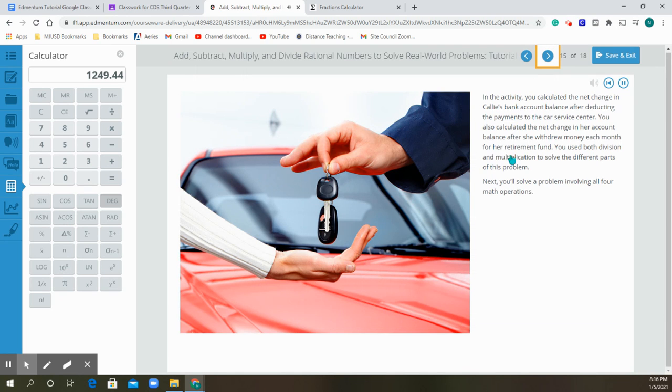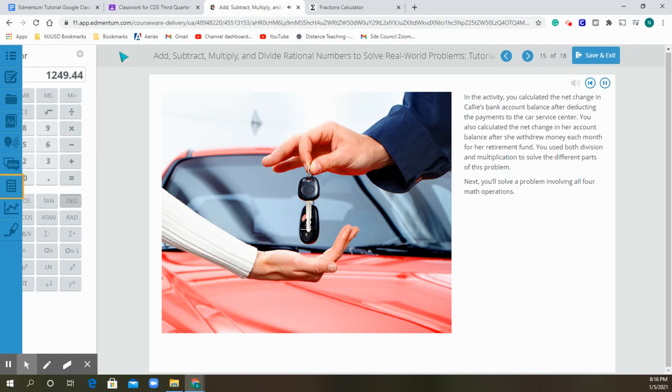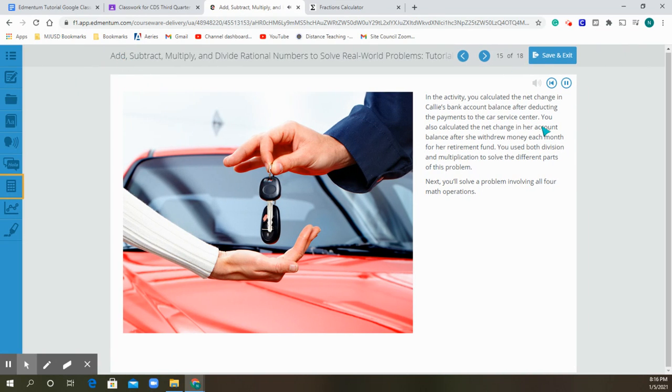Next. In the activity, you calculated the net change in Callie's bank account balance after deducting the payments to the car service center. You also calculated the net change in her account balance after she withdrew money each month for her retirement fund. You used both division and multiplication to solve the different parts of this problem. Next, you'll solve a problem involving all 4 math operations.